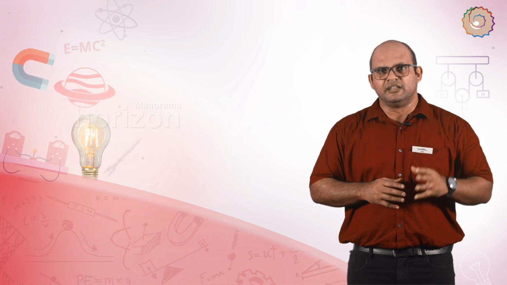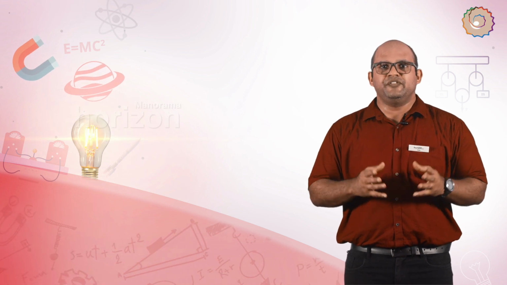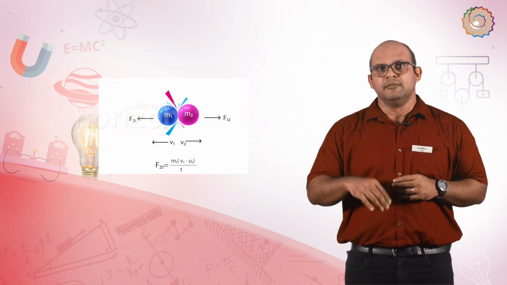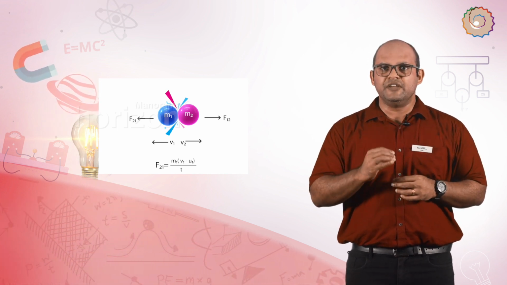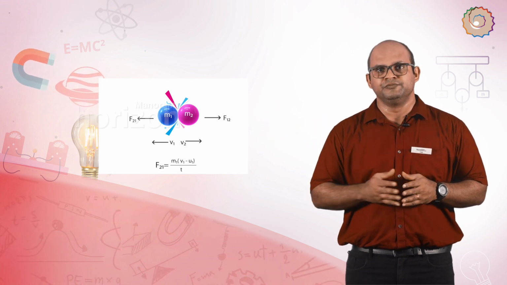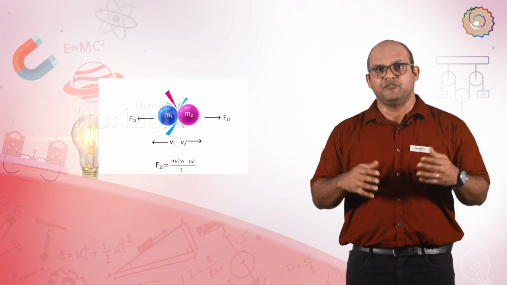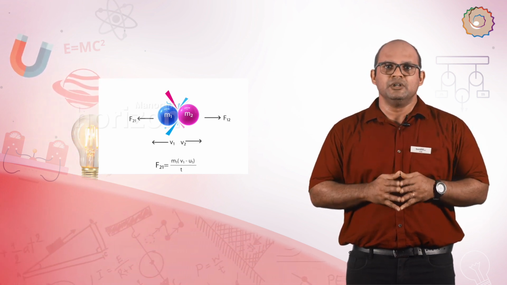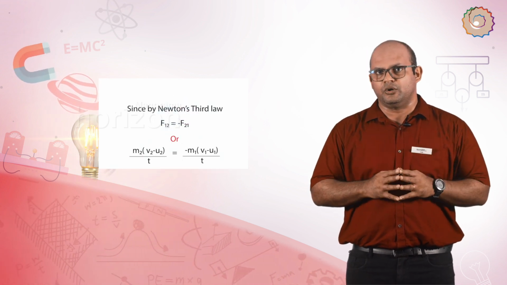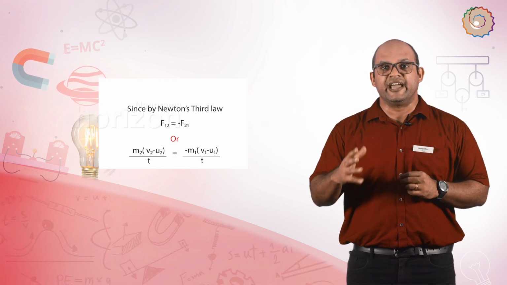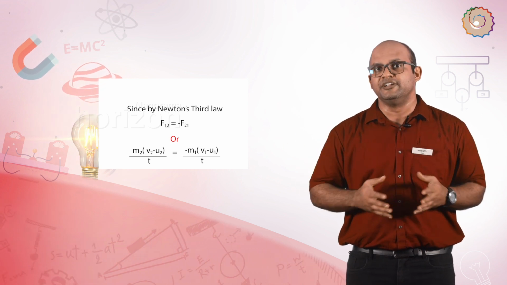We have already learned that force is the rate of change of momentum. Thus, if F21 is the force exerted on object 1 by object 2, then F21 can be given as m1 (v1 minus u1) divided by t. Similarly, the force exerted on the second object by the first one, F12, can be given as m2 (v2 minus u2) divided by t. By Newton's third law, we know that F12 is the negative of F21. These two forces are equal in magnitude but opposite in direction.